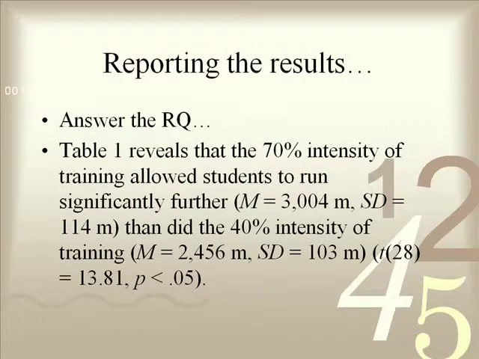After we've run the test, we have to answer the research question. From the textbook, and I kind of wrote this: Table 1 reveals that the 70% intensity of training allowed students to run significantly further, and you give the descriptive statistics when you make remarks like that, than did the 40% intensity of training, giving the means again, then in the parentheses the T value, because that's the test. We always need to report the statistical test and report the descriptive data.